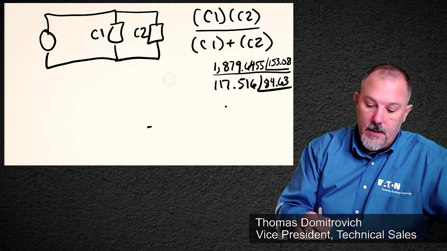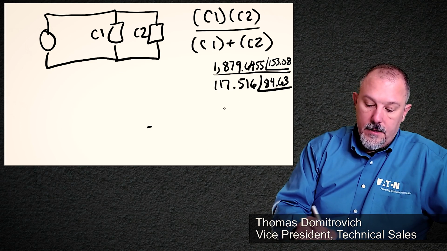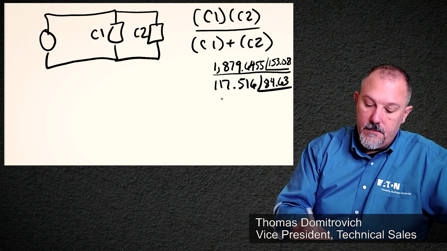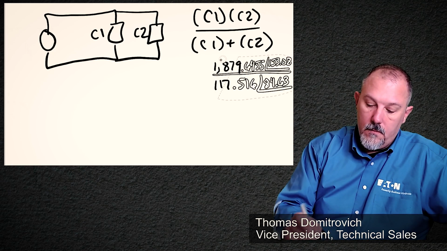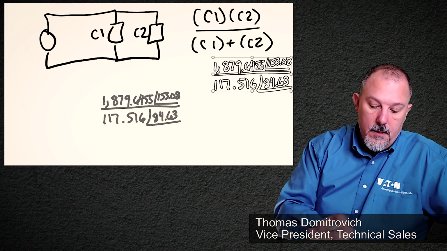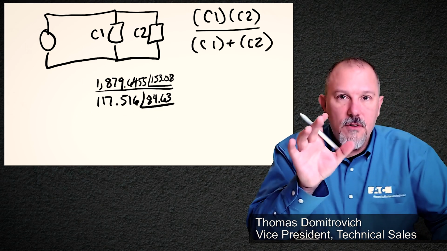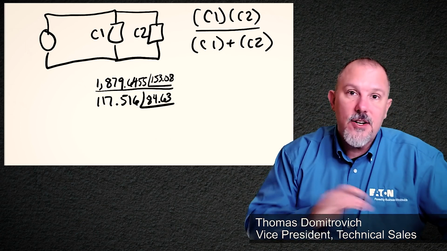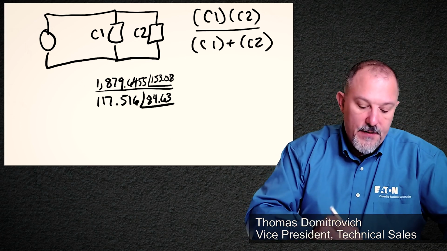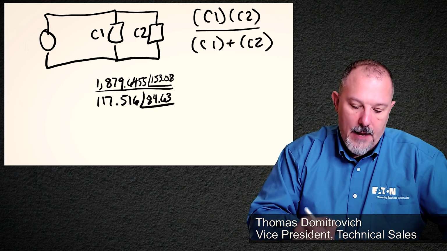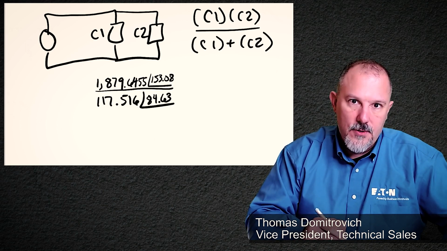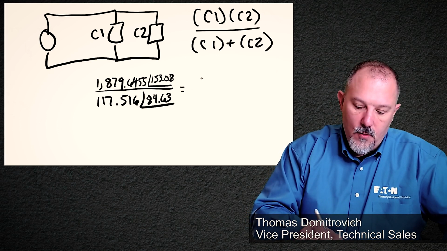Delete. And let's copy this. Remove it. Now we're going to divide. And by keeping it in polar format, to divide complex numbers, you divide the magnitudes and then you subtract the angles.